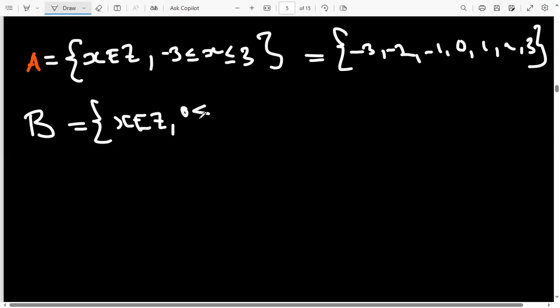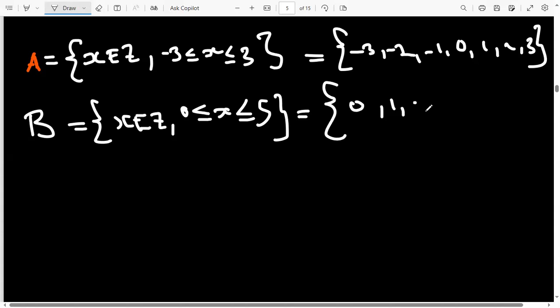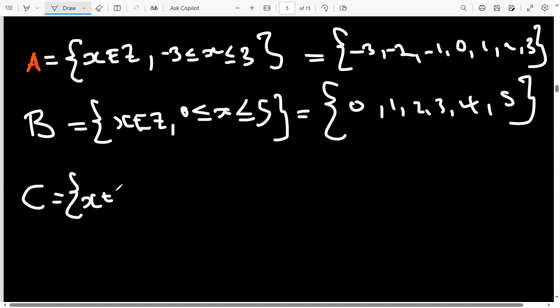And then set B was given as x is an integer such that x is between 0 and 5. These symbols here mean x ranges from 0 all the way up. So we can list the integers that are between 0 and 5. It's just 0, 1, 2, 3, 4, and then 5. And then we also have C, which was given as x is an integer such that x is between 2 and 6. So this is what we've been given here.